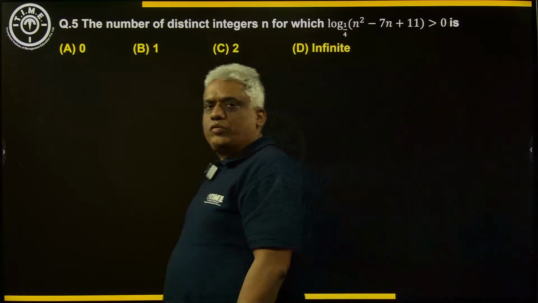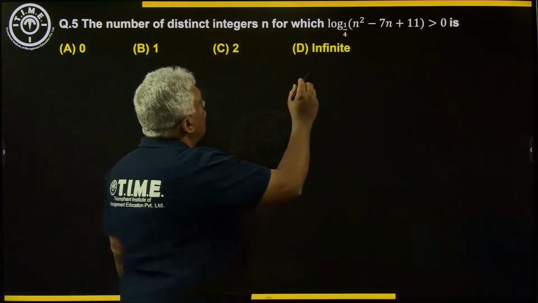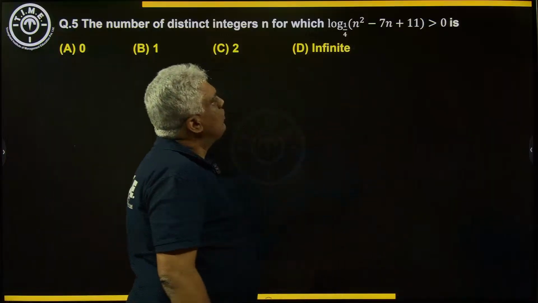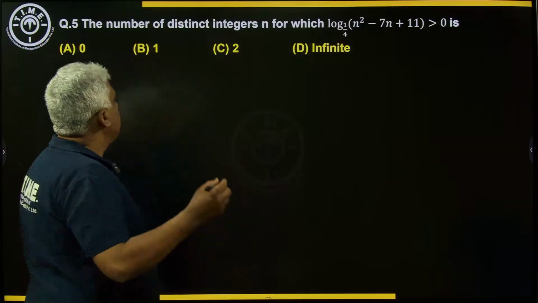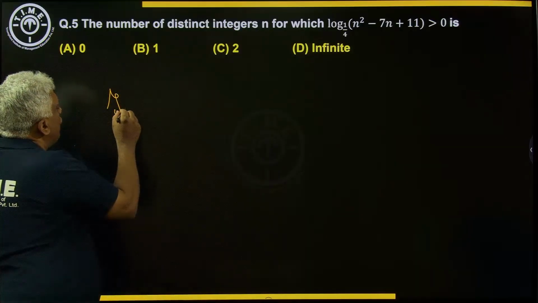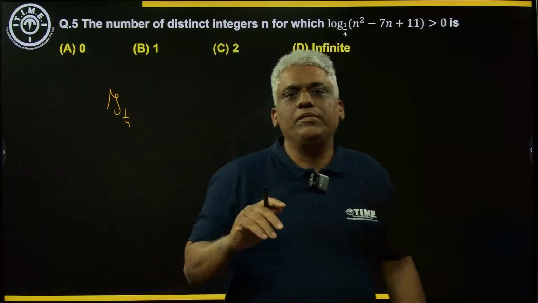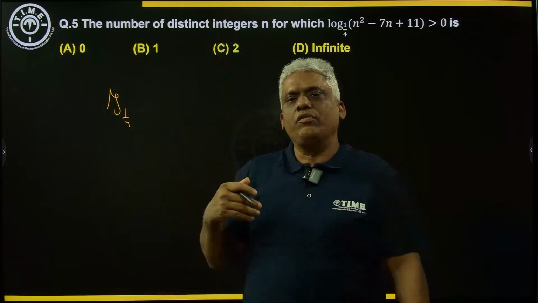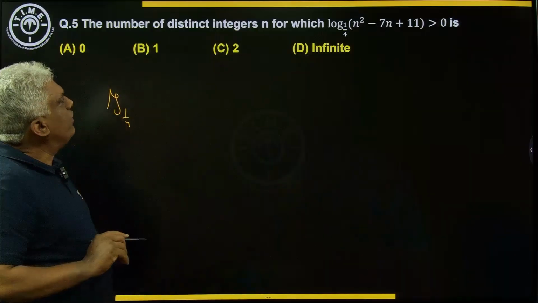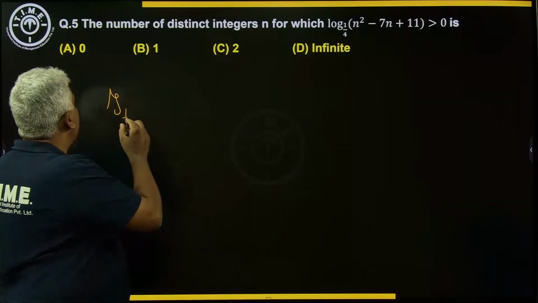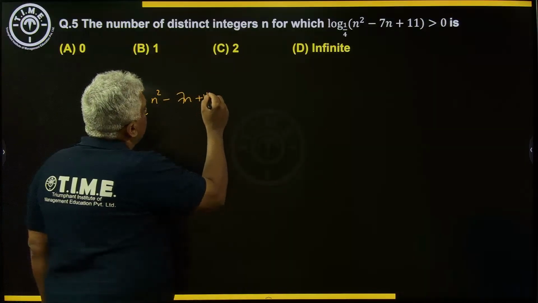Now let's do this question, right? The number of distinct integers n for which log of n square minus 7n plus 11 to the base 1 by 4 is more than 0. Now you see, it is log base 1 by 4. If someone knows logarithms, it was an easy question. If someone doesn't have knowledge of logarithms, it is difficult or moderate. So if someone knows logarithms, this was not difficult.